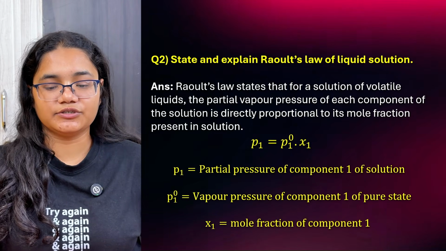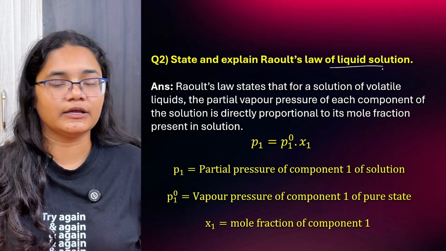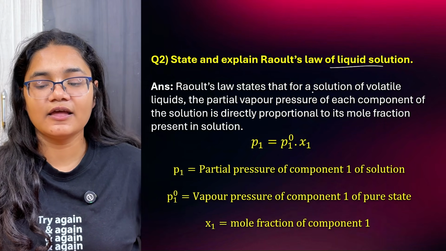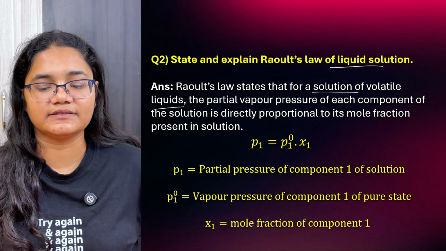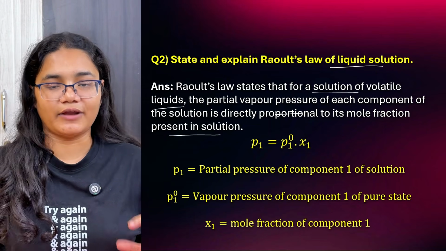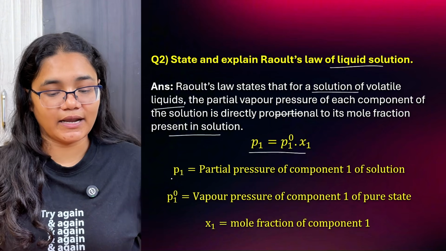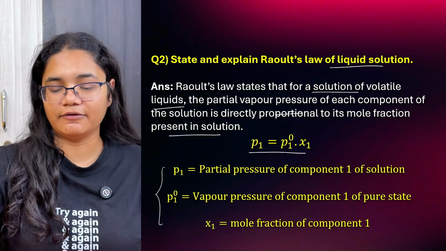Now going to the next question: state and explain Raoult's law for liquid solutions. Raoult's law states that for a solution of volatile liquids, the partial vapor pressure of each component is directly proportional to its mole fraction. Now P1 equal to P1⁰ x1, and here are the terms given with their meanings.